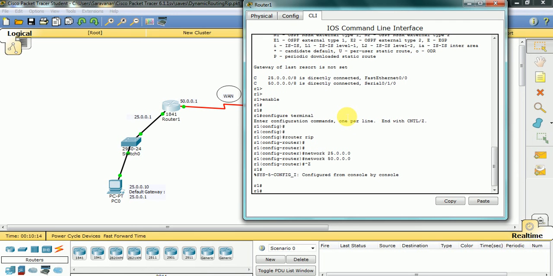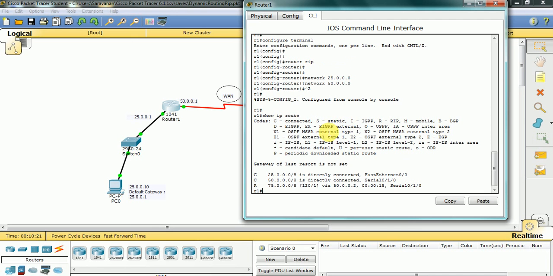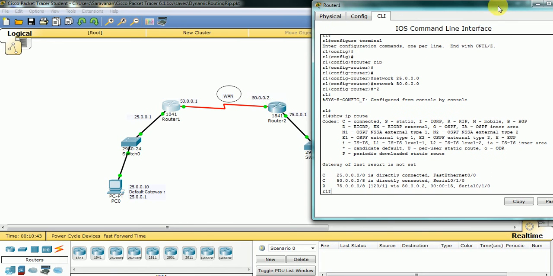Now see, show ip route. Now see the difference. It was not knowing about this 75 network. Because of giving this RIP protocol, the router itself came to know about this 75 network here. So we only gave the 25 and 50 networks, and that was advertised to this particular router R2.